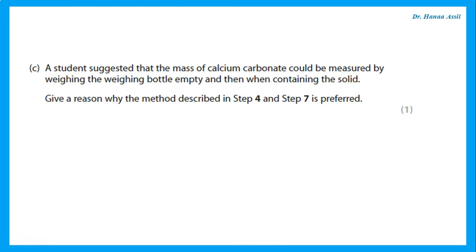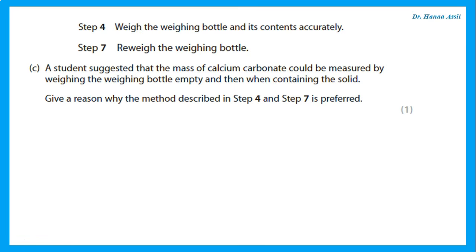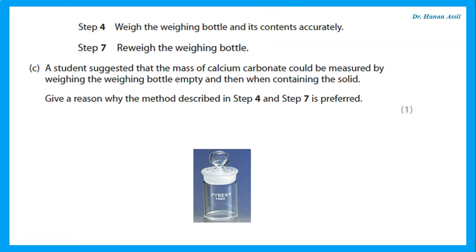A student suggested that the mass of calcium carbonate could be measured by weighing the weighing bottle empty and then weighing it again when containing the solid. So I want the mass of the solid. Should I weigh the weighing bottle and its contents accurately and then reweigh the weighing bottle at the end after I have poured the solid? That's what the experiment did.